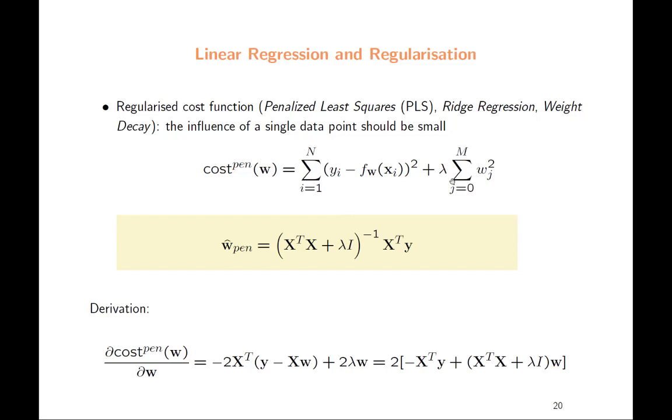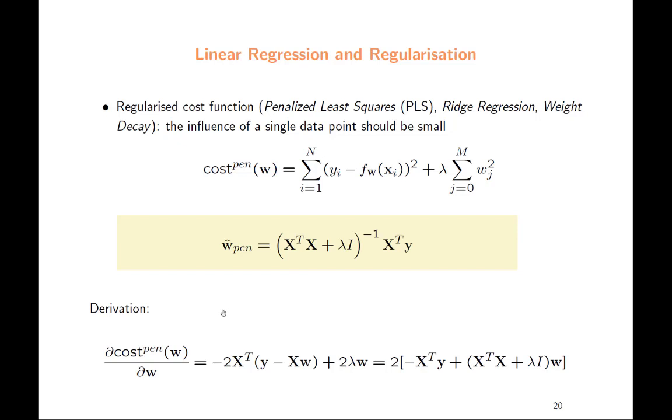And if we add this term, our solution just changes slightly. Before we had x transpose x to the inverse, x transpose y. And now here in this term, we just add this lambda I. So the penalized solution is slightly different from the least square solution. And it turns out this addition of this lambda I always makes the solution stable and unique.